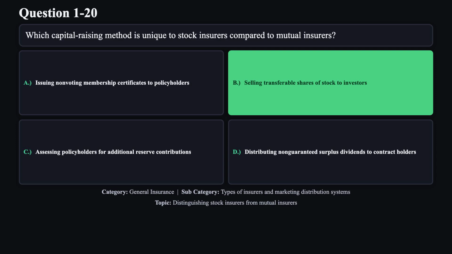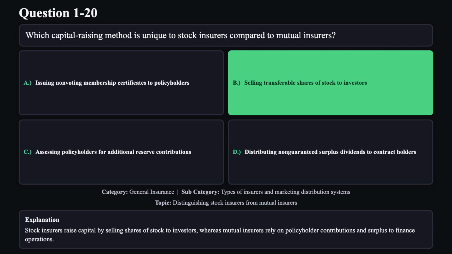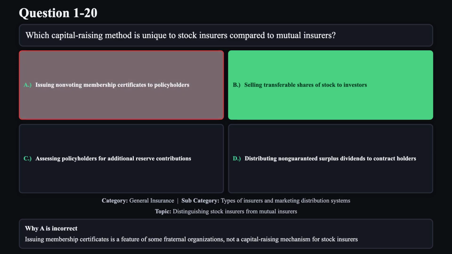The correct answer is B. Stock insurers raise capital by selling shares of stock to investors, whereas mutual insurers rely on policyholder contributions and surplus to finance operations. Reason A is not correct. Issuing membership certificates is a feature of some fraternal organizations, not a capital-raising mechanism for stock insurers.